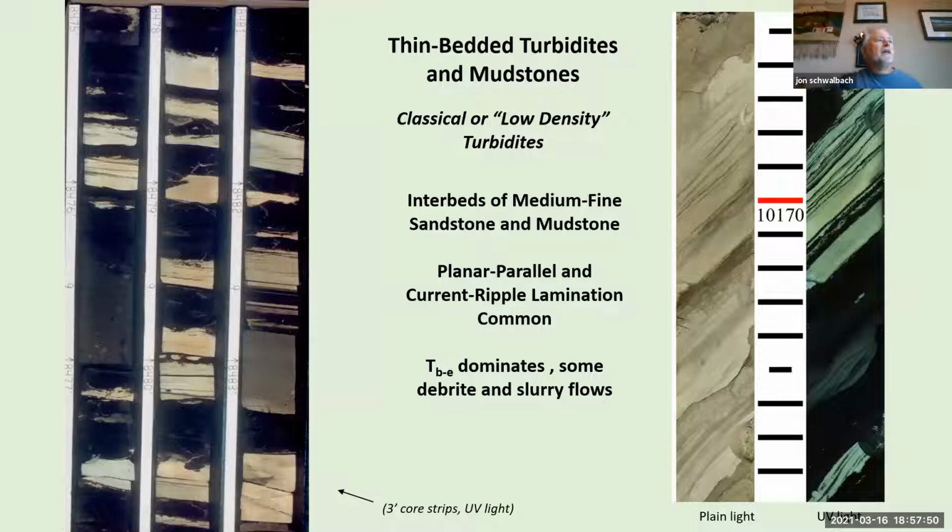And then we also do have intervals with lots of thin-bedded turbidites and mudstones, and these are more of the classic or the low-density turbidites. Interbeds of fine, medium sand and mudstone, planar parallel laminations and current ripples. And these are where some of the Bauma type flows or Bauma type structures dominate.